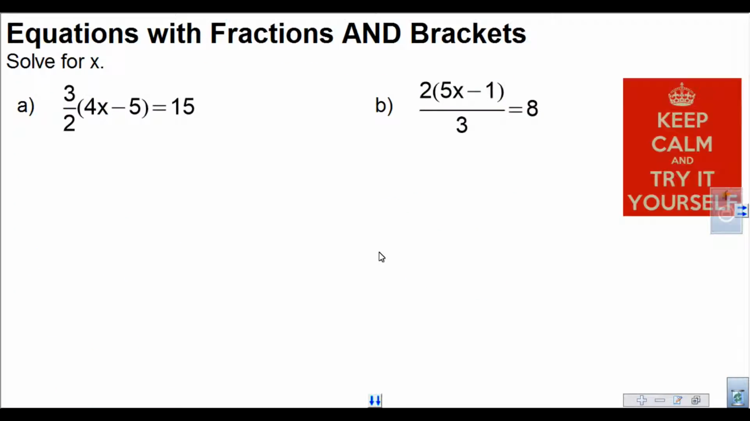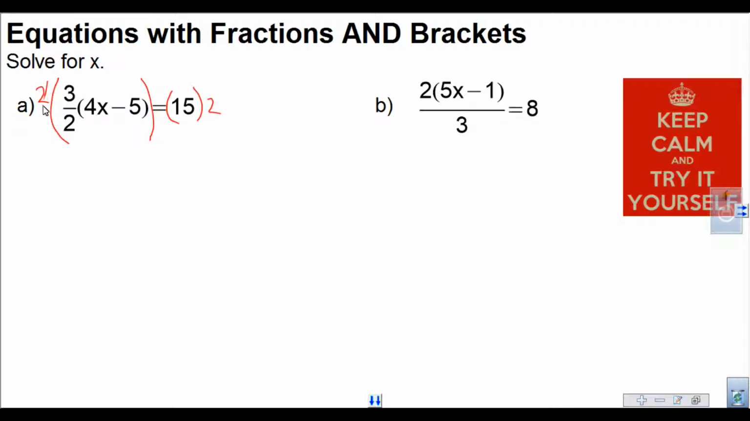All right, so what happens if we have fractions and brackets? Well, we do the exact same thing. We're going to get rid of the fraction first by multiplication. Now, because these two expressions are multiplying, this is really one giant term. So we're going to wrap the entire expression here like this in a bracket, and then we're going to multiply by the denominator here, which is 2. Now, don't forget, we got to do that to both sides.